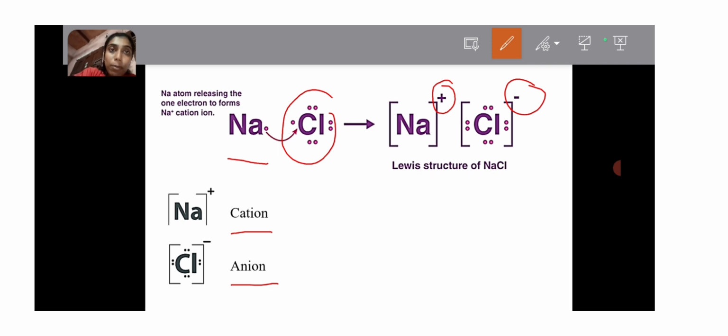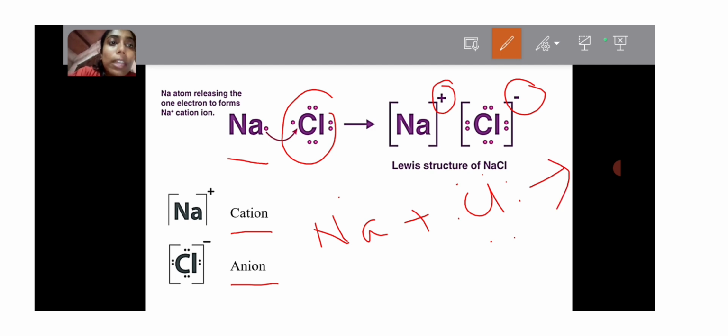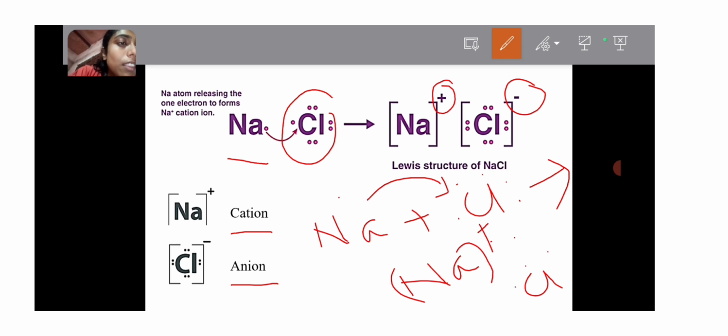So in the formation of sodium chloride, sodium has only one electron in its outermost shell, and chlorine has seven electrons in its outermost shell. When they combine with each other, sodium chloride is formed. As one electron of sodium is transferred to chlorine, sodium gains a positive charge and chlorine gains a negative charge with 8 electrons. So this is a representation we can make from this.